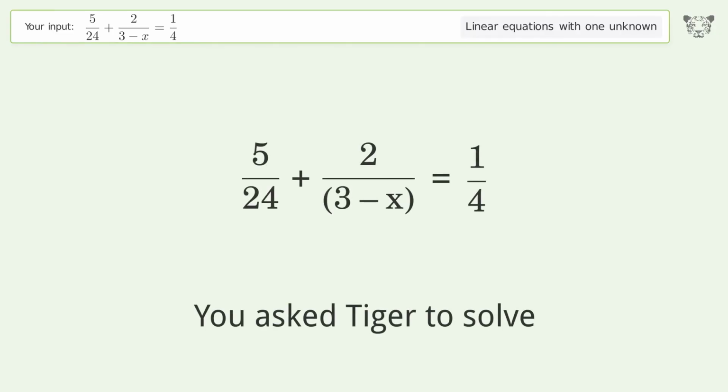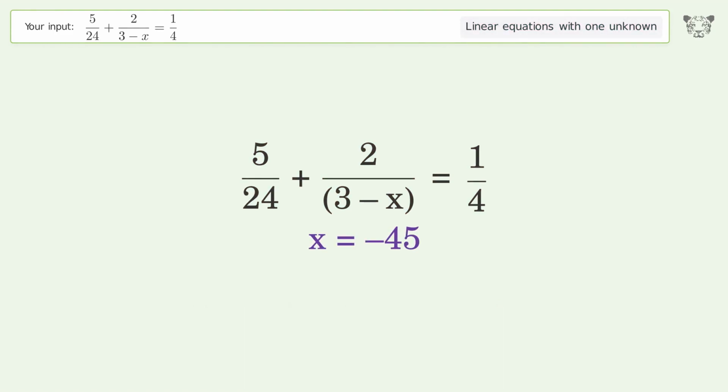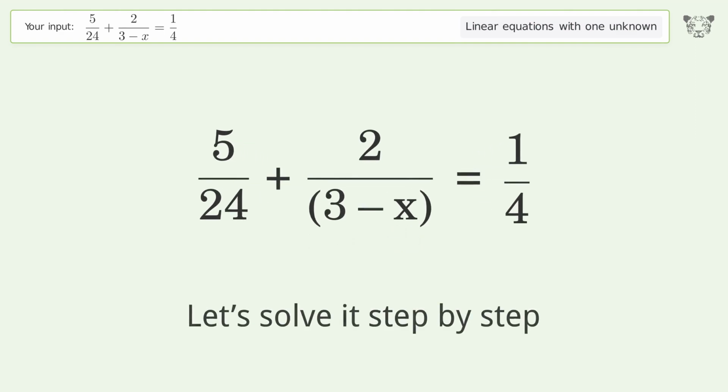You ask Tiger to solve this. This deals with linear equations with one unknown. The final result is x equals -45. Let's solve it step by step.